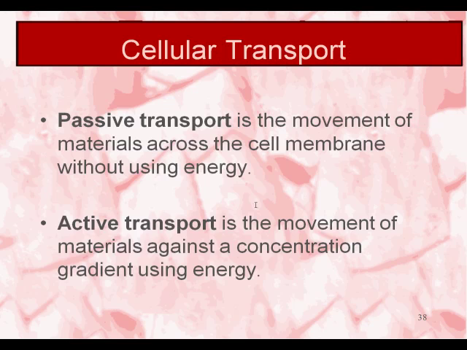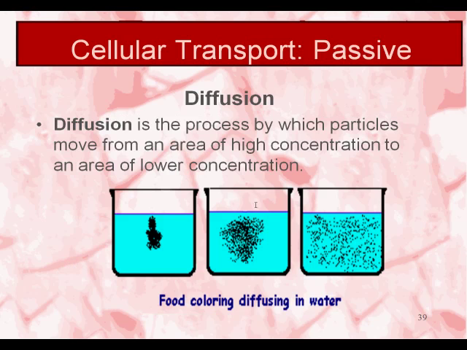Substances are moving in and out of the cell at all times, and there are two methods of cellular transport. Passive transport is the movement of materials across the cell membrane without using energy. Active transport is the movement of materials against a concentration gradient using energy. There are several types of passive transport. We're going to look at diffusion.